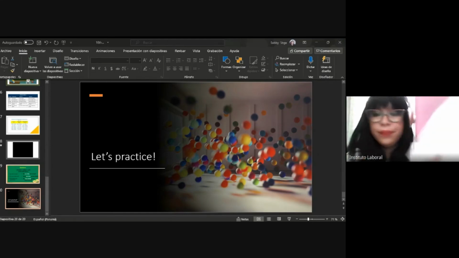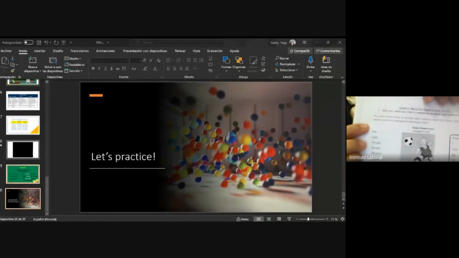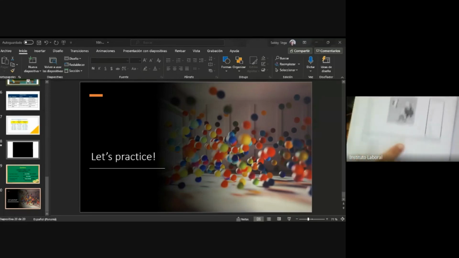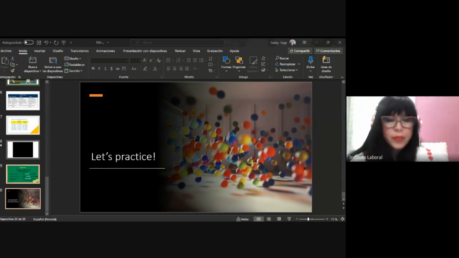Debemos repasar las reglas que están aquí. Aquí está, en el módulo, en la página 24. En la página 24 está lo del simple present tense. Si no recuerdan algo, pueden repasar aquí los ejemplos y la explicación que yo les acabo de dar. Entonces, veamos cuáles son los tasks.